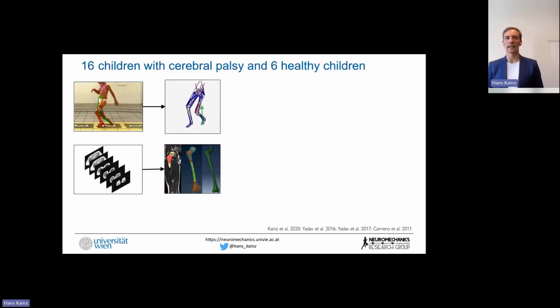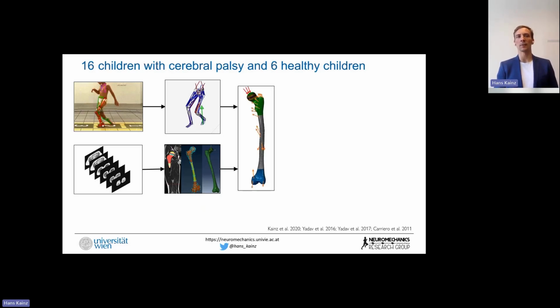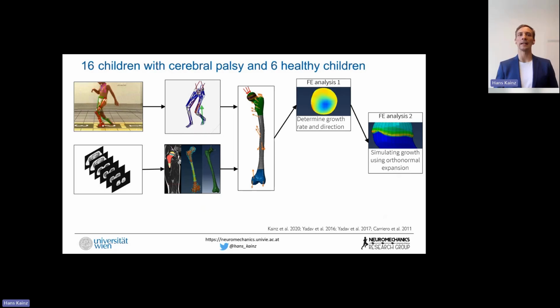I then also had MRI images of one participant and a finite element model, which I created in a very time-consuming way. It took me 3 weeks to create this model for a previous publication. And then we applied the loadings from the musculoskeletal simulations to this finite element model to calculate the stresses in the growth plate, and then used a mechanobiological model to simulate growth. And then we could compare the final geometry with the original geometry to investigate how the geometry changed.